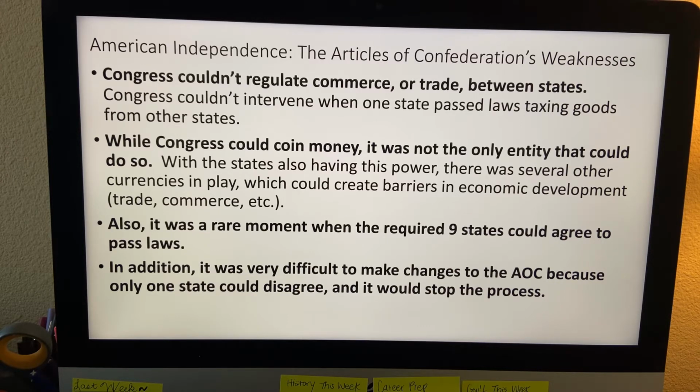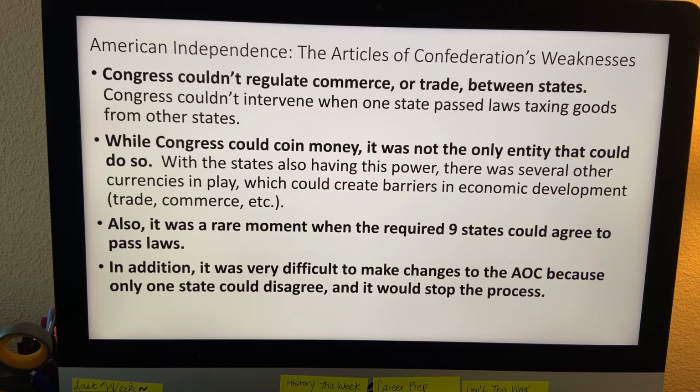Congress can coin money, and that's great. But the problem with that is that they are not the only entity who can do so. The states could also coin money. And ultimately, when you have several different currencies in play, that creates barriers for economic development in trade and in commerce, and it leads to inflation. And that's a problem, which we're going to talk about in a second. There is a depression going on in the US during this time. That's going to be an issue because money does not hold its value.